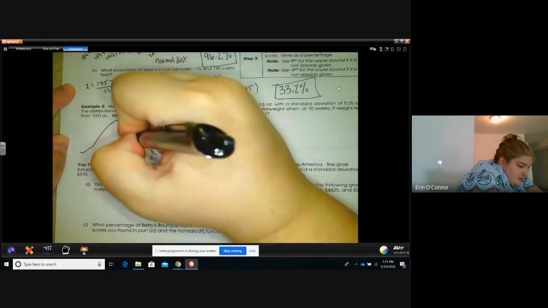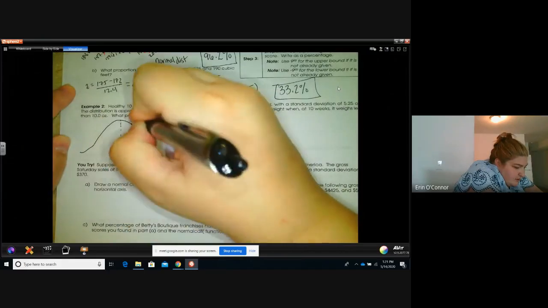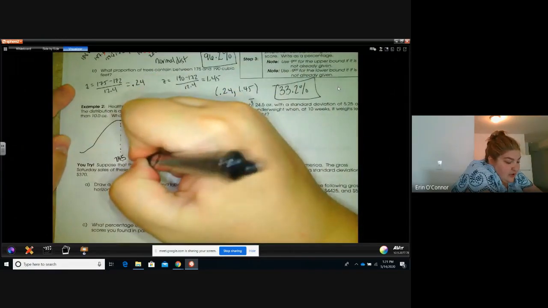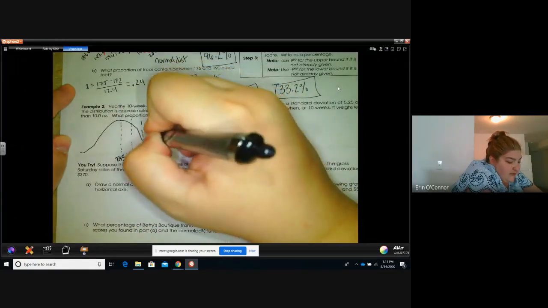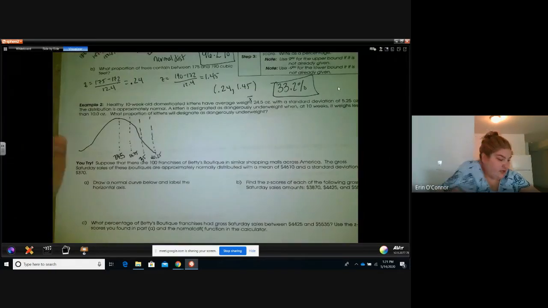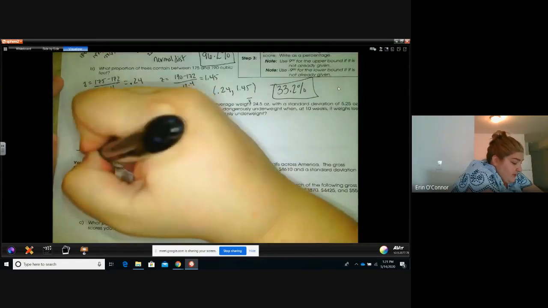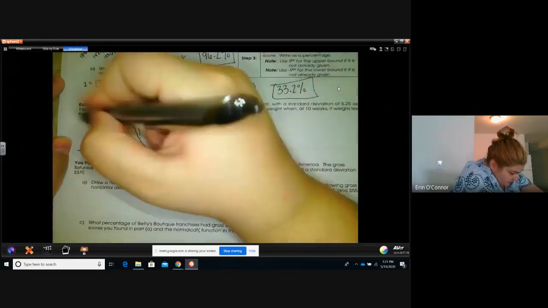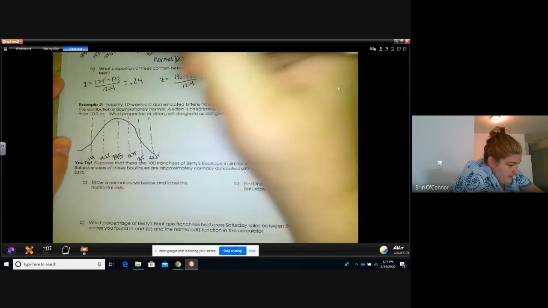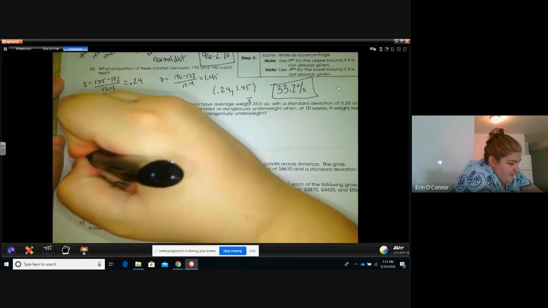So one standard deviation away, adding 5.25, I get 29.75. Two standard deviations away, adding 5.25, I get 35 even. And adding 5.25, I get 40.25 for 3 standard deviations away. Going the other way, subtracting 5.25 is going to give me 19.25. Subtracting it again will give me 14. And subtracting it again will give me 8.75.